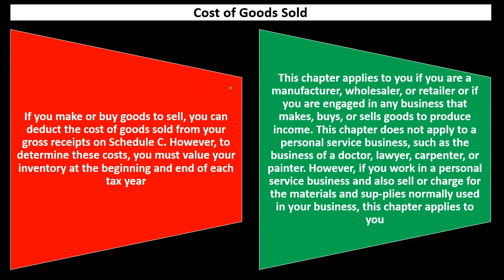This chapter applies to you if you are a manufacturer, wholesaler, or retailer, or if you are engaged in any business that makes, buys, or sells goods to produce income. This chapter does not apply to a personal service business such as the business of a doctor, lawyer, carpenter, or painter. However, if you work in a personal service business and also sell or charge for the material and supplies normally used in your business, this chapter applies to you.